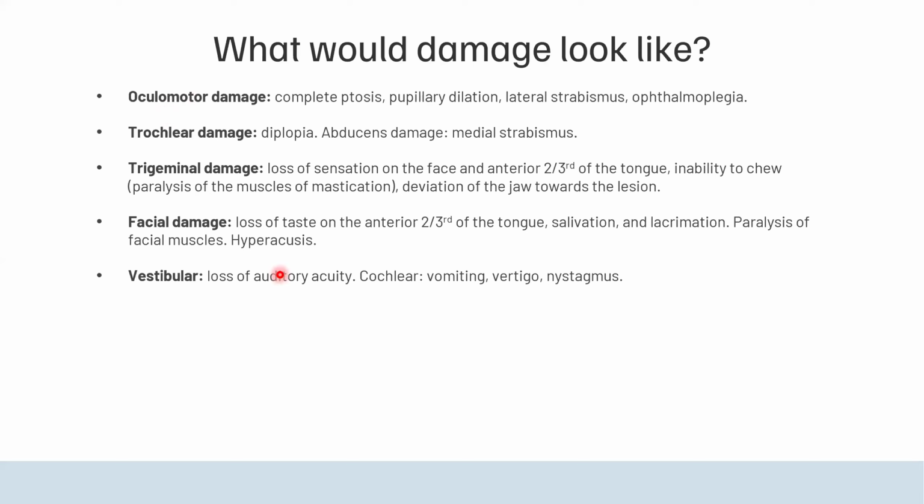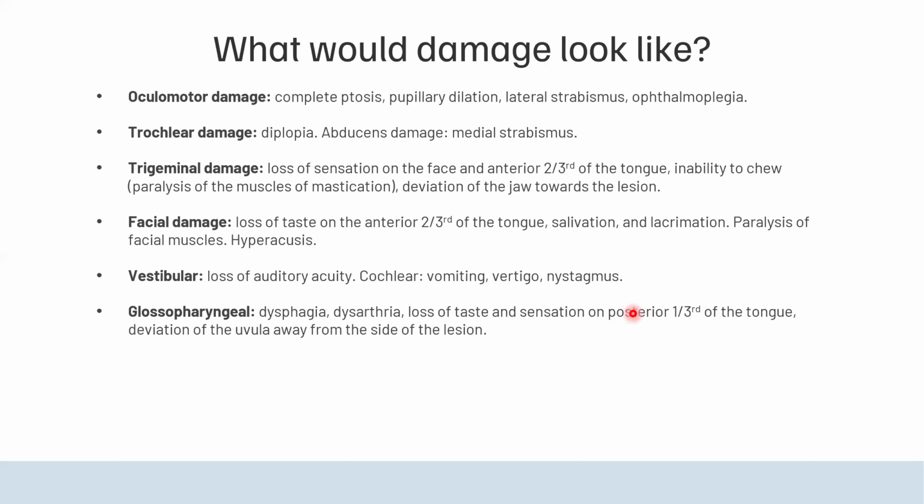And the glossopharyngeal, what else was it responsible for? It was responsible for one specific muscle in the pharynx, right? So due to that, damage to the glossopharyngeal would cause dysphagia, so inability to swallow or to eat, a loss of the taste and sensation on the posterior one-third of the tongue, as well as, since it supplies the soft palate, you would have a deviation of the uvula away from the site of the lesion.